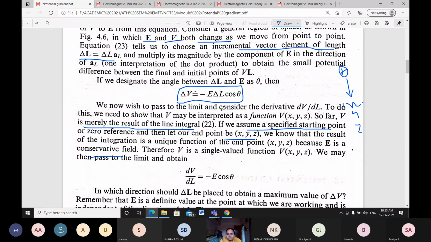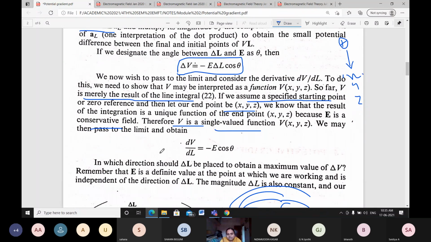Then what is going to be next? Therefore, V is a single valued function V of x, y, z. Then pass this to the limit. What is the limit we are going for? dV by dL. So dV by dL is going to be equal to what? Instead of delta, it's taken as the difference, and that's going to be equal to minus E cos theta, as we got.